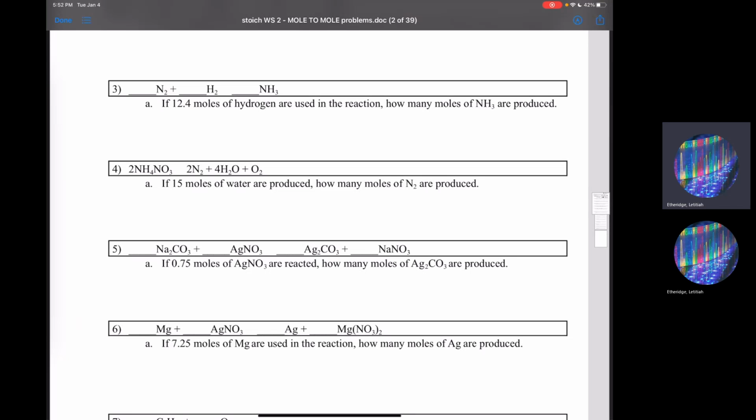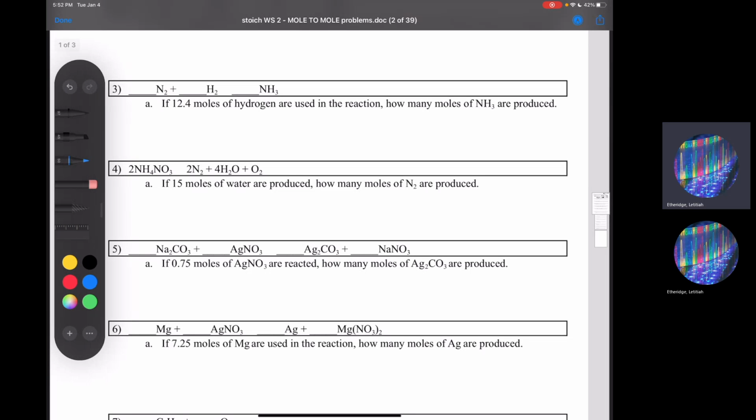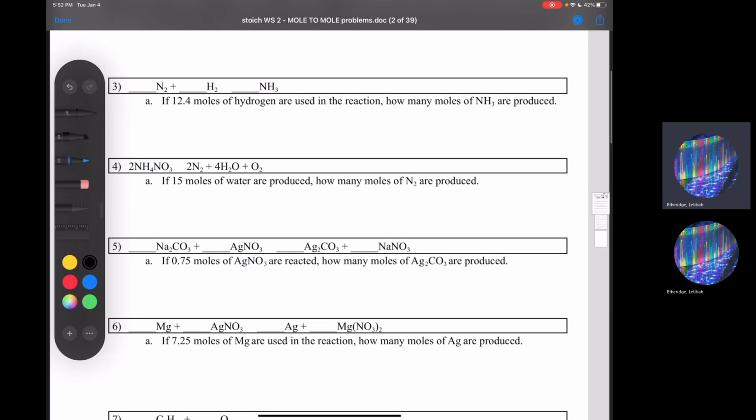I have 2 oxygen, 1 oxygen is 3. Okay, so once again, I don't know what was going on with my formatting, but if you just put that arrow there, then that's where the arrow is for the equation. Okay, so it says if 15 moles of water are produced, how many moles of nitrogen are produced? All right, so we are going to write out our map. Where do we start? Where are we going? In the problem, it gives us moles of water.